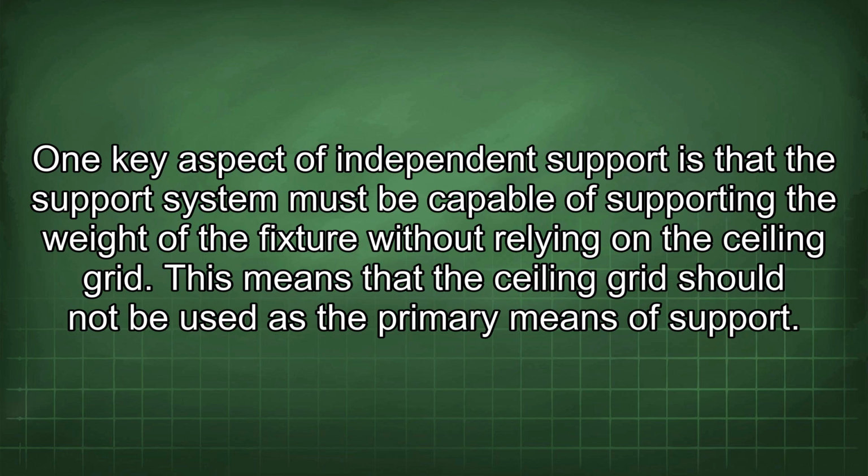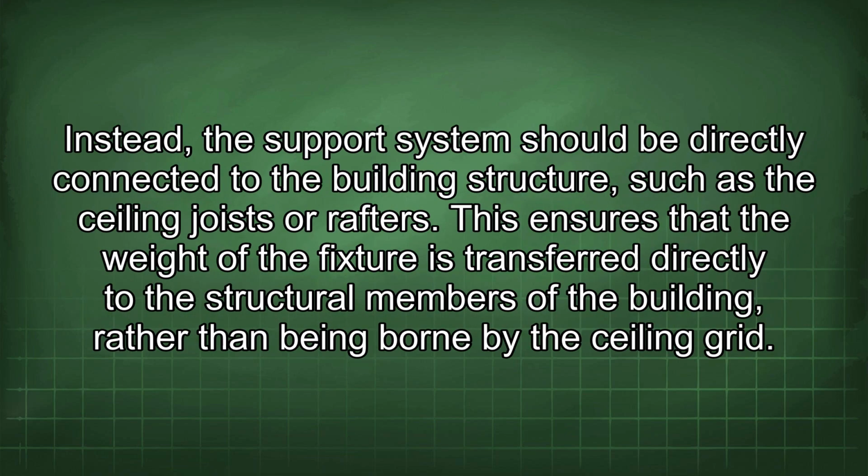This means that the ceiling grid should not be used as the primary means of support. Instead, the support system should be directly connected to the building structure, such as the ceiling joist or rafters. This ensures that the weight of the fixture is transferred directly to the structural members of the building, rather than being borne by the ceiling grid.